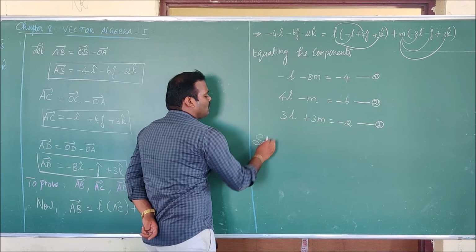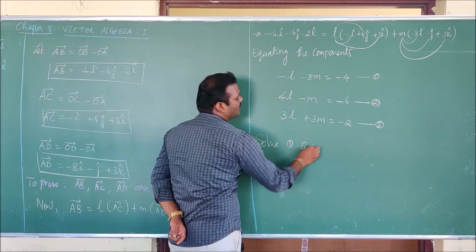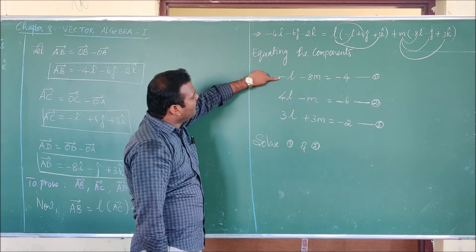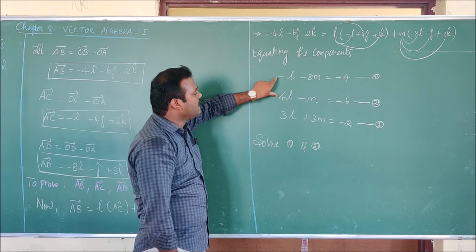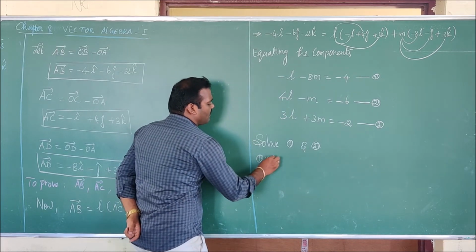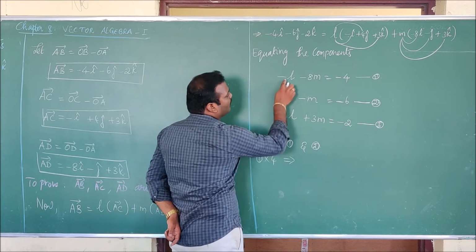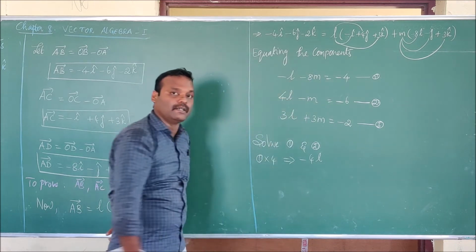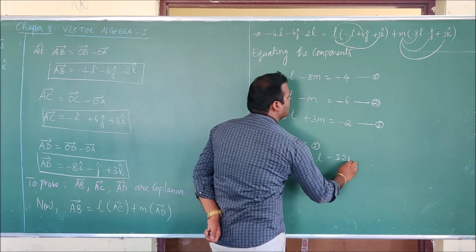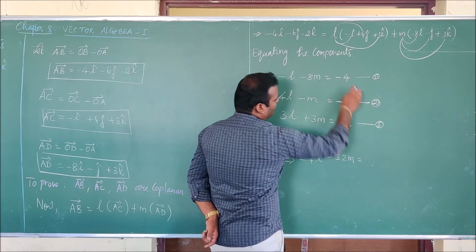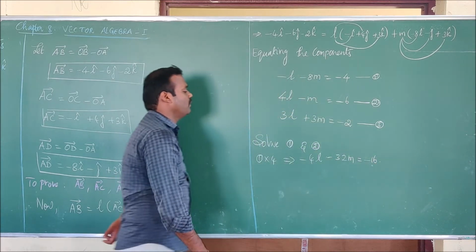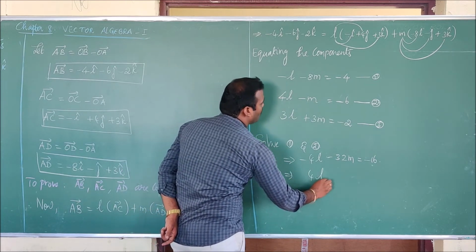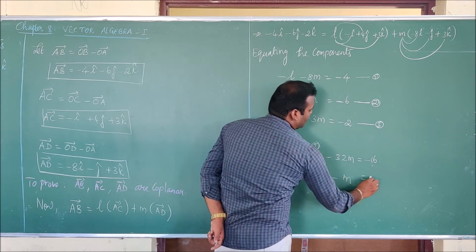Okay, now I am going to solve equations 1 and 2. How to solve equations 1 and 2: you just observe that when you are multiplying the first equation by 4, L will get cancelled. So first equation into 4 implies minus 4L, 8 4s are 32, minus 32M, which is equal to minus 16 when you are multiplying by 4. Then the second equation, nothing to multiply. So the second equation implies that 4L minus M is equal to minus 6.